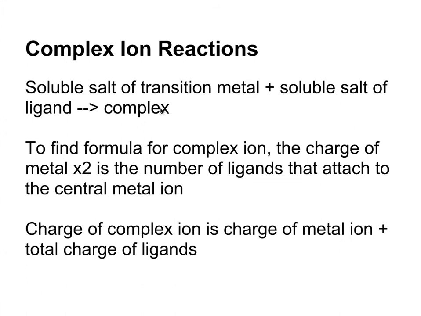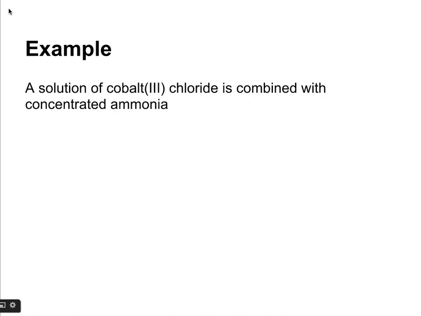So if our metal ion had a charge of +2, that means that 4 ligands are going to attach to that metal ion. And the overall charge of the complex ion is going to be the charge of the metal ion plus the total charge of the ligands. Not all ligands have a charge, like water can be a ligand, so it won't alter the charge any, but to find the overall charge of a complex ion, you just add the metal ion charge to the overall total charge of the ligands. So in this example, a solution of cobalt-3 chloride is combined with concentrated ammonia.